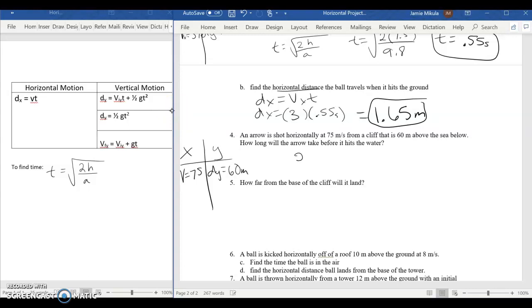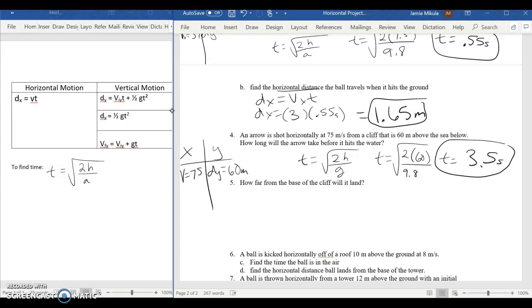How long? So t equals square root 2h over g or a. t equals square root 2, the height is 60, all divided by 9.8. 2 times 60 is 120 divided by 9.8 is 12.24. Take the square root of that number and you get a time of 3.5 seconds.